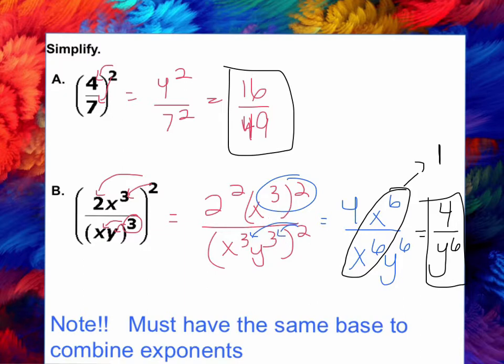So now I simplified. 2 squared is 4. x to the third to the squared power is x to the 6. And y to the third to the squared power is y to the 6th power.